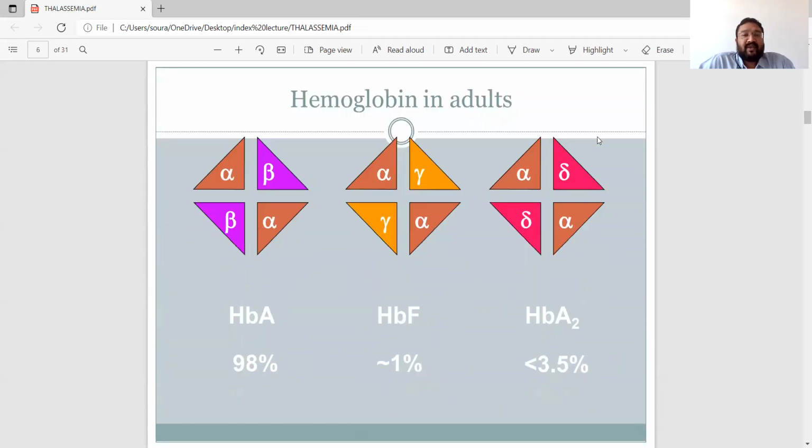The normal hemoglobin is made up of hemoglobin A, which is alpha 2 and beta 2, and it is approximately 98% of the total hemoglobin. Fetal hemoglobin is approximately 1%. It is made up of alpha 2 and gamma 2 chains. And HbA2 is less than 3.5% and is made up of alpha 2 and delta 2. This is the composition of the normal hemoglobin molecule: mainly hemoglobin A, fetal hemoglobin, and hemoglobin A2.